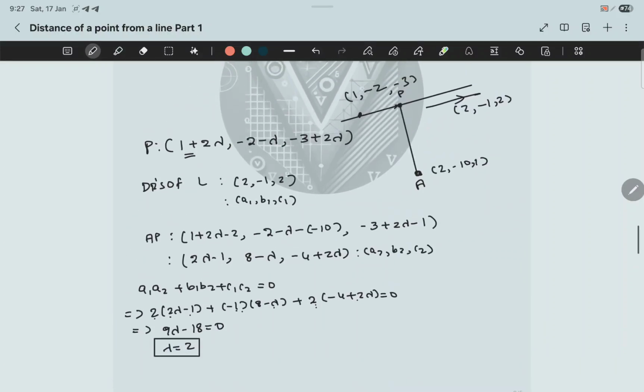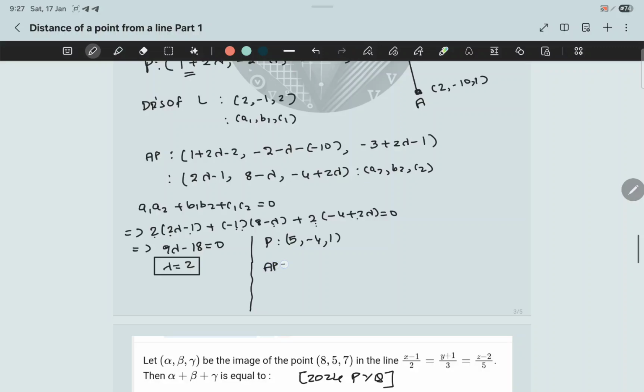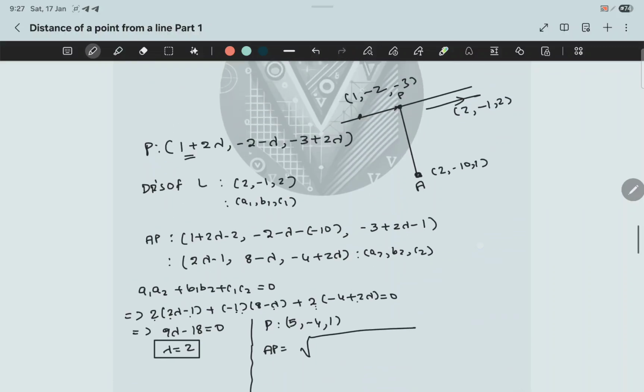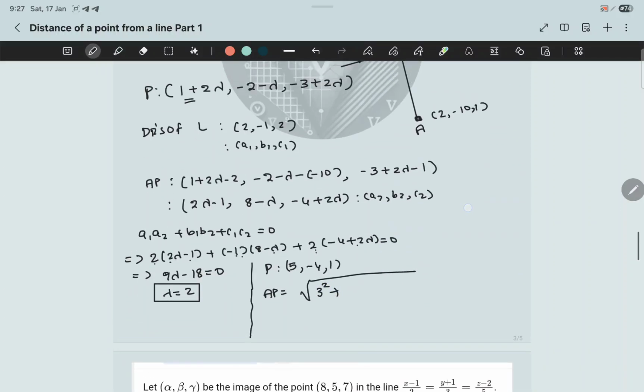So once we get the value of lambda, point P will be 1 plus 4, that is 5, minus 2 is minus 4, minus 3 plus 4 is 1. So the distance AP using distance formula is x2 minus x1, that is 5 minus 2, that is 3 square, minus 4 plus 10, that is 6 square, 1 minus 1 is 0. So from this we get 9 plus 36, which is under root 45.